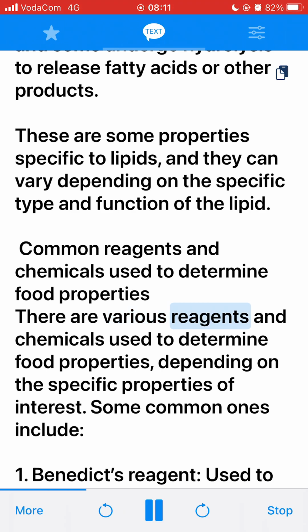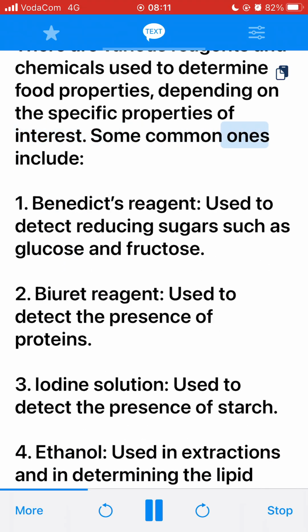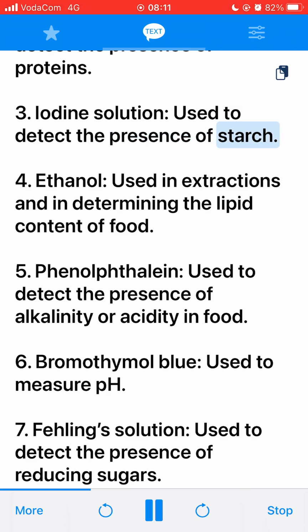There are various reagents and chemicals used to determine food properties, depending on the specific properties of interest. Some common ones include: 1. Benedict's reagent, used to detect reducing sugars such as glucose and fructose. 2. Biuret reagent, used to detect the presence of proteins. 3. Iodine solution, used to detect the presence of starch. 4. Ethanol, used in extractions and in determining the lipid content of food.